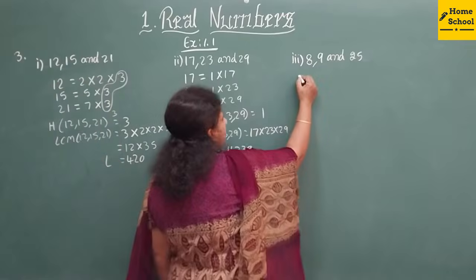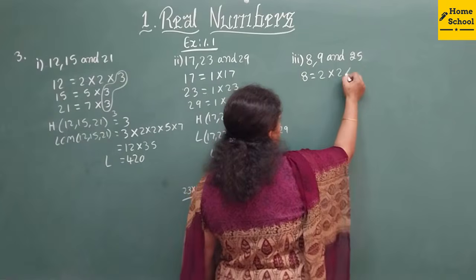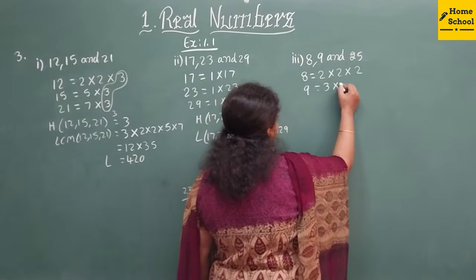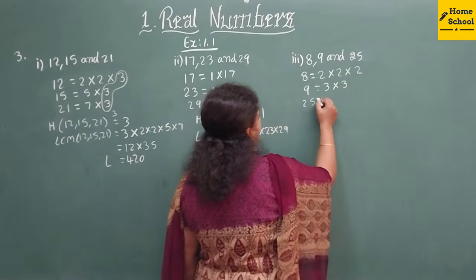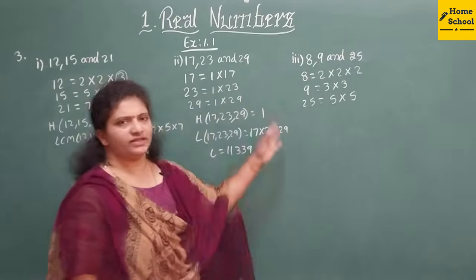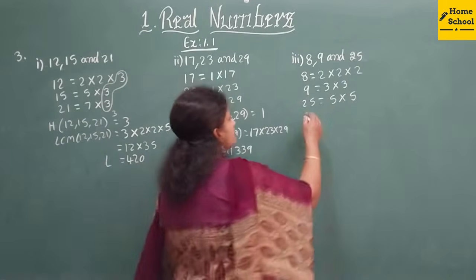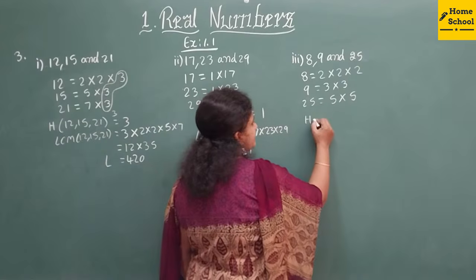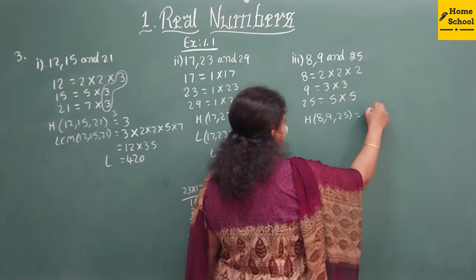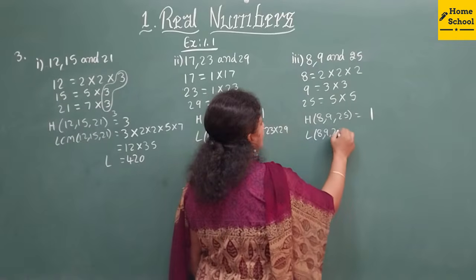Okay. Third problem, 8 can be written as 2 2s are 4, 4 2s are 8. 9 can be written as 3 3s are 9. 25 can be written as 5 5s are 25. Now, among these three, is there any common factor? No common factor. So, what can I write here? HCF of 8, 9 and 25 is 1. Then what about LCM? Multiply all the numbers.